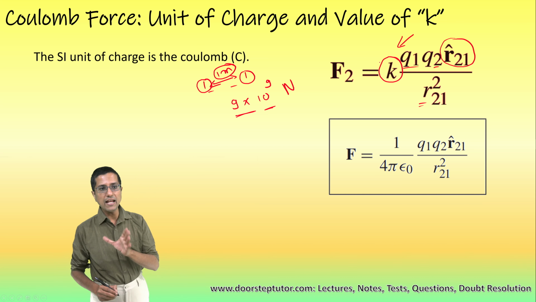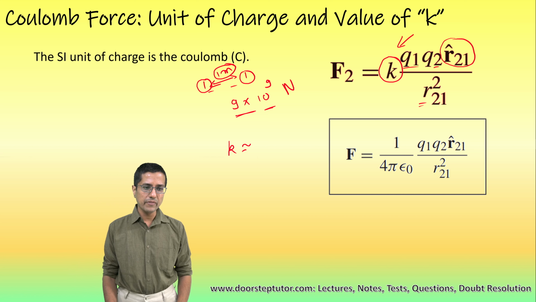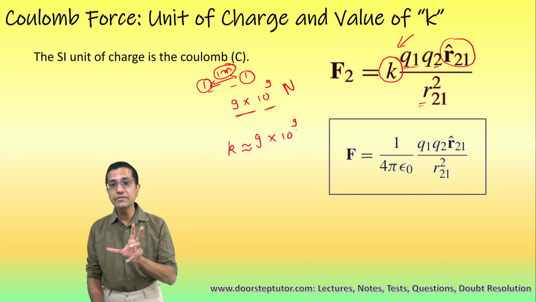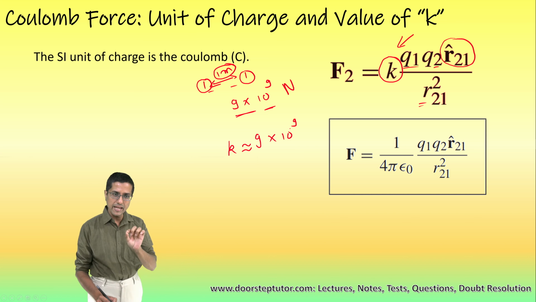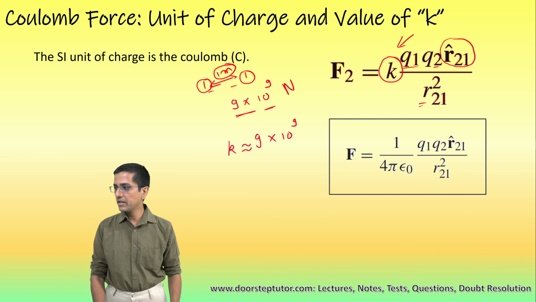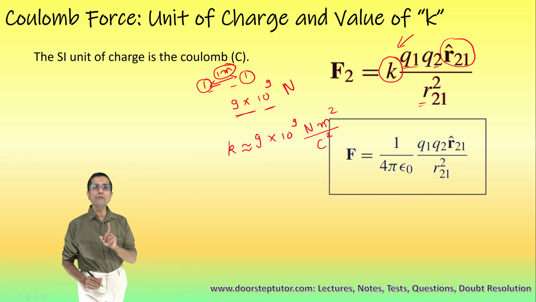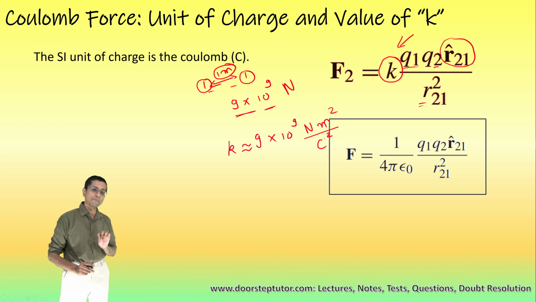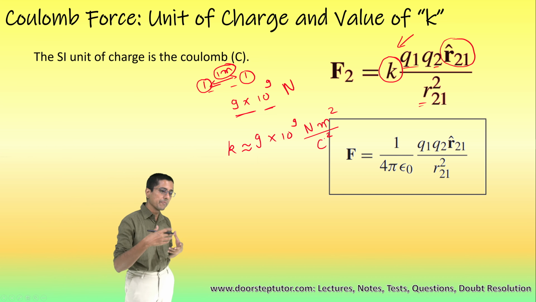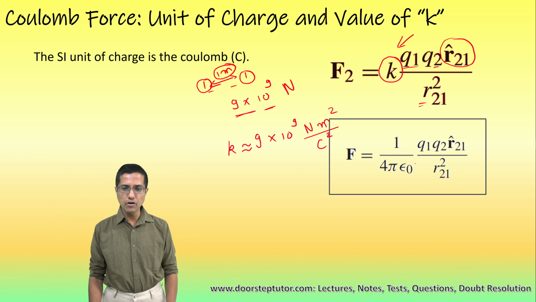The value of K because of this definition comes out to be 9 into 10 raised to power 9. Now the units for the value of this K are different, and it is very important that you understand these units: it is Newton meter square per Coulomb square. That is the value of K, and the unit of K is also very important because questions on dimensions are asked a lot of times on the value of this K and the value of this epsilon naught.